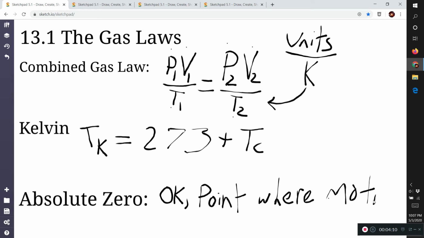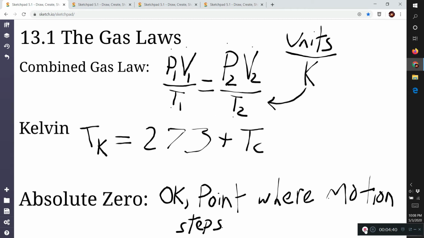So we can't actually reach 0 Kelvin, absolute zero, because in a laboratory setting we can get very, very close to it, but we can never fully get to it because there are some theoretical constraints which suggest that we can't ever get to absolute zero. So the only thing we're going to remember about units is that temperature must always be in Kelvin.